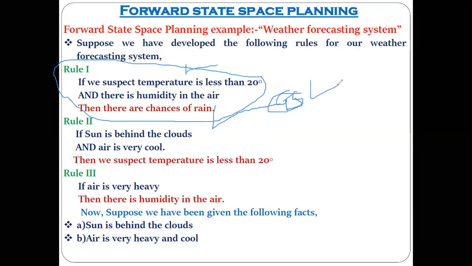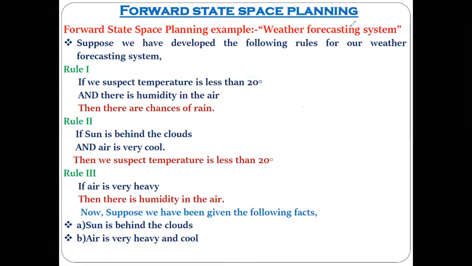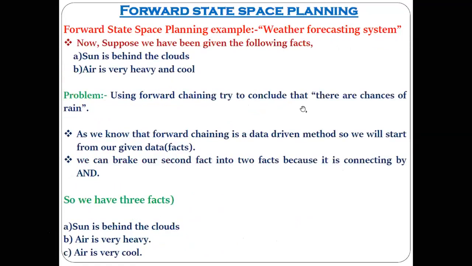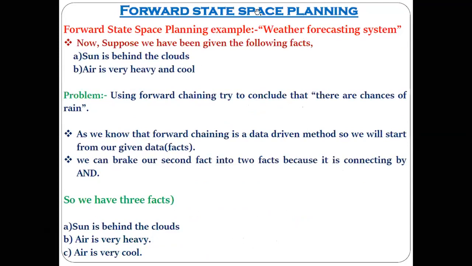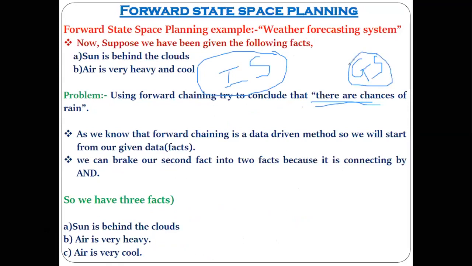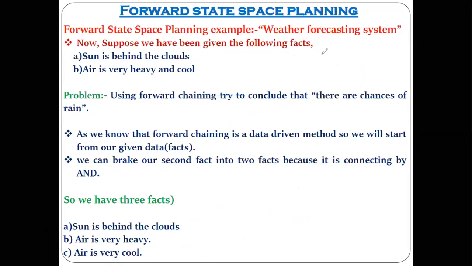Here you can see how we have reached the goal state from the given facts by utilizing the knowledge base. This is nothing but the forward state space search, or forward state space planning. Understood? So we have finally reached the goal state. From where did we start? From the facts, which we call the initial state. And where did we have to reach? The goal state, which we call the final outcome or the conclusion. Understood the forward state space search?